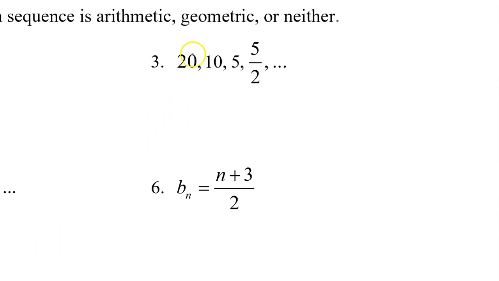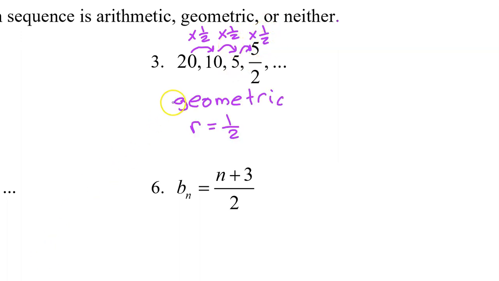We can quickly see that number 3 is not arithmetic because from 20 to 10, that's minus 10. But then from 10 to 5, that's negative 5. So no common difference. How about a common ratio? Half of 20 is 10, so we are multiplying by 1/2. Half of 10 is 5, so times 1/2 again. And of course, half of 5 is 5/2. So, geometric, common ratio 1/2.